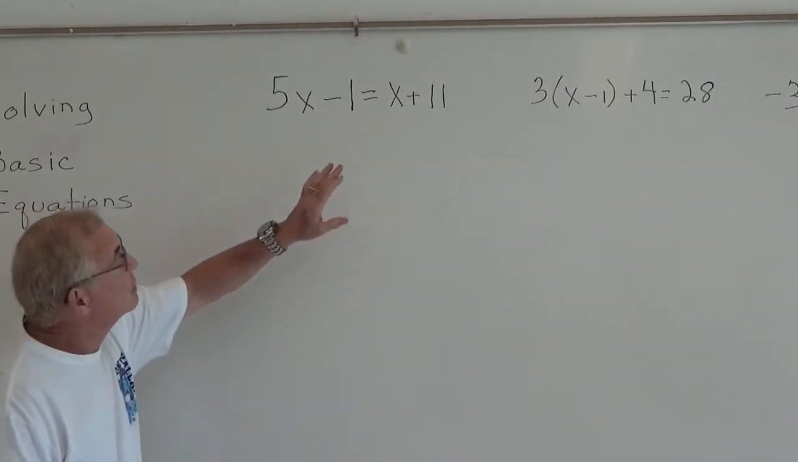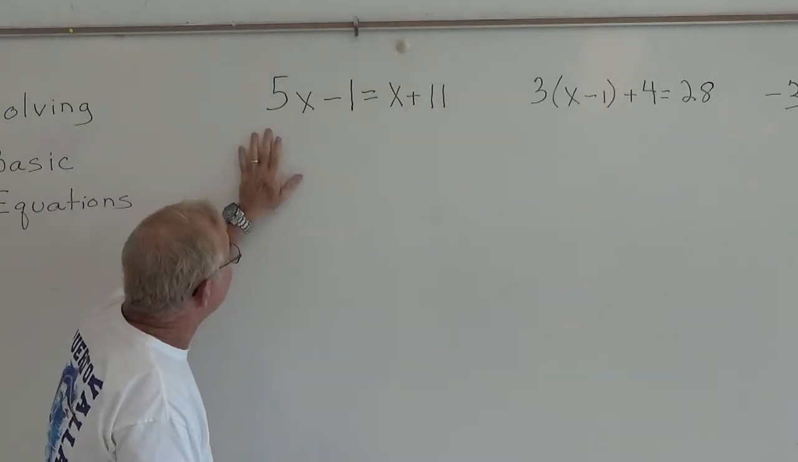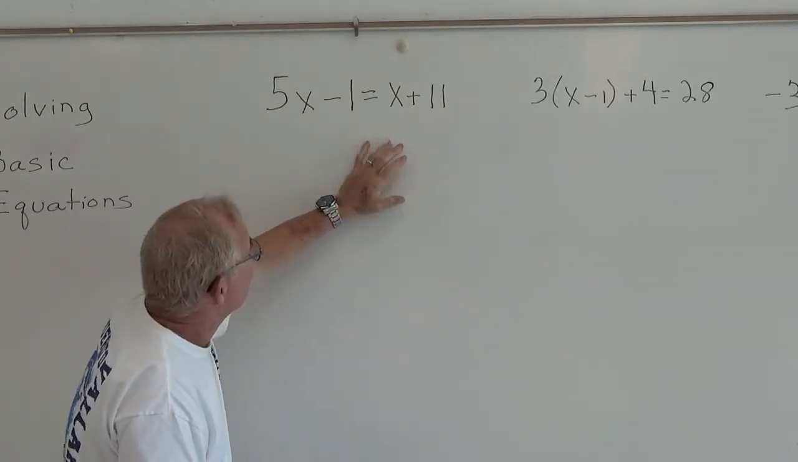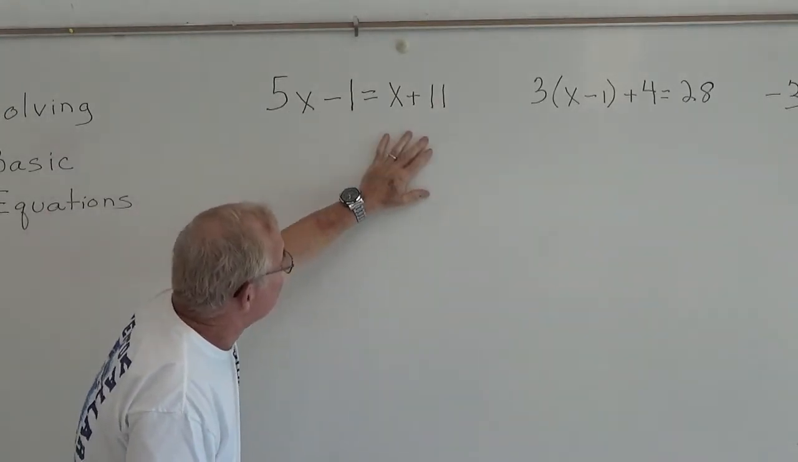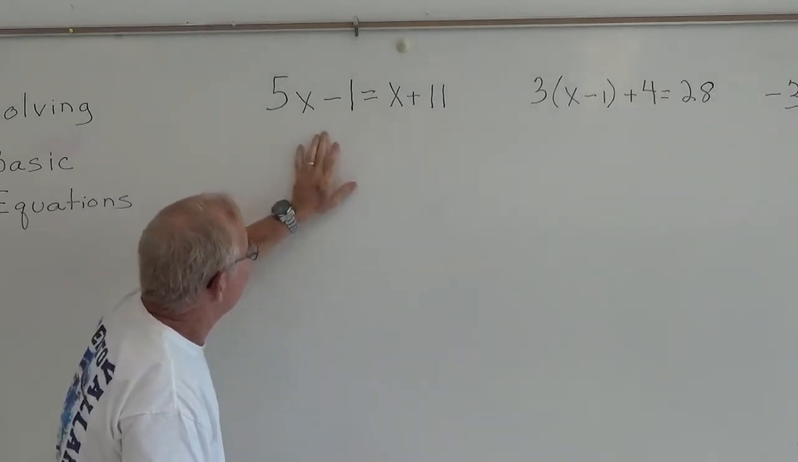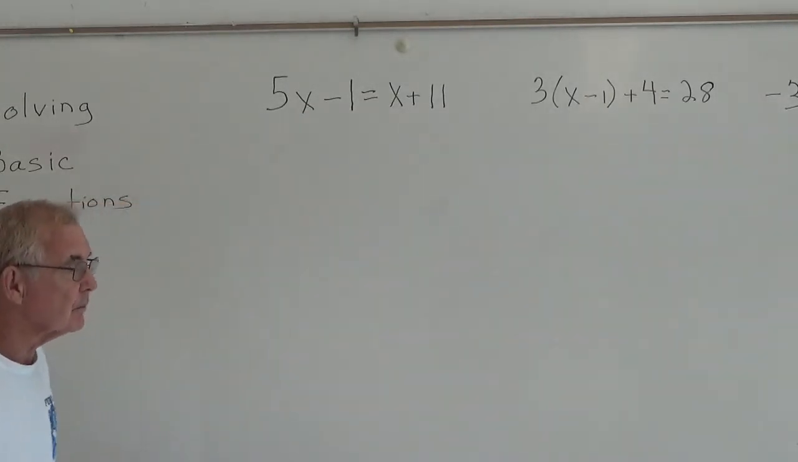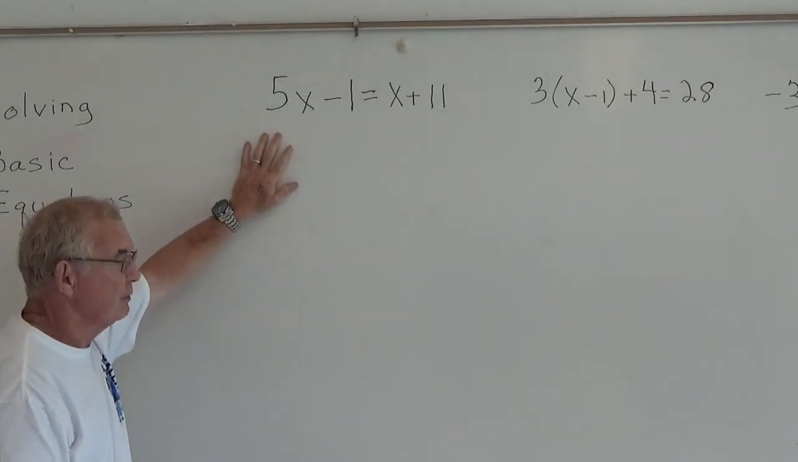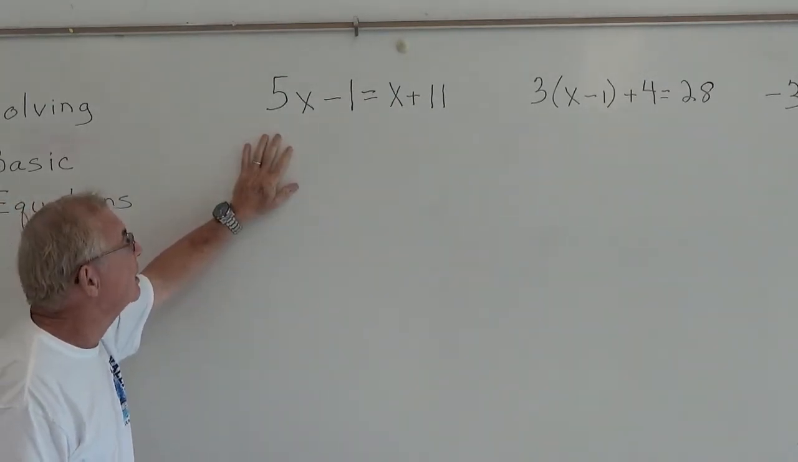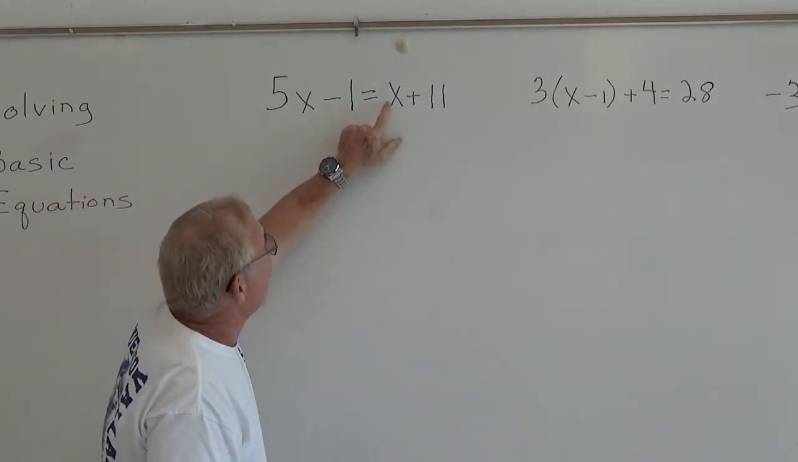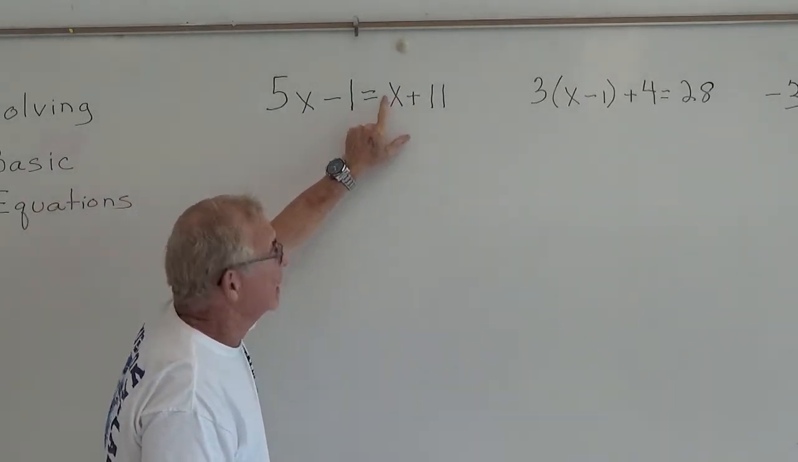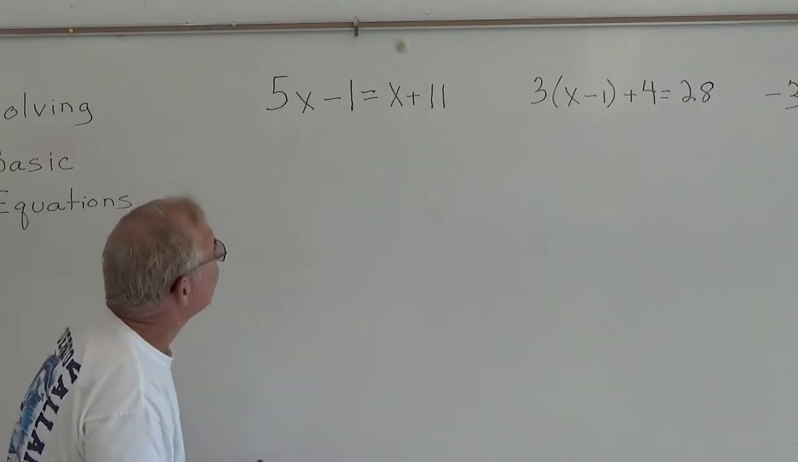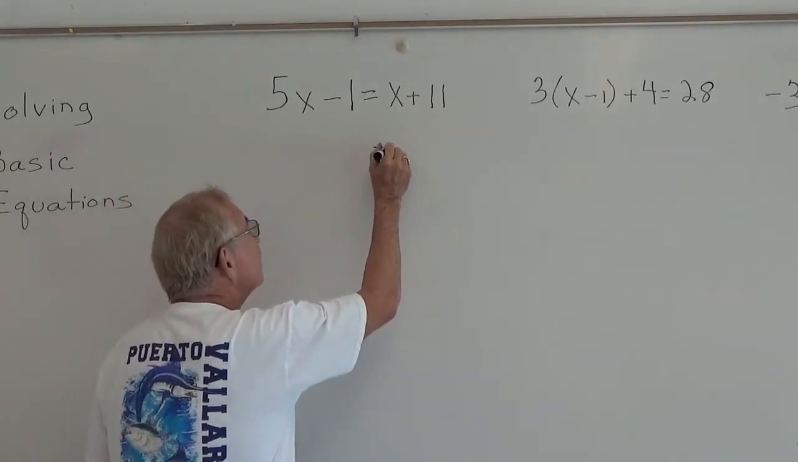You could bring the x over to the left. You could take the 5x over to the right. You could take the negative 1 to the right. You could take the 11 to the left. It's up to you. Most people like to start off with the x on the left. So we'll start the first one like that. So how do you get rid of a positive x? You take the opposite of it, which is a negative x.